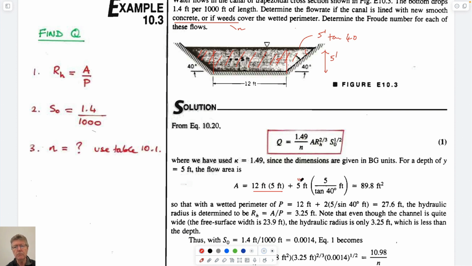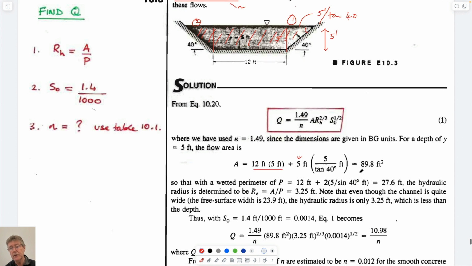Is that right? What am I doing wrong? What am I not seeing? So 5 feet times 5 over tan 40, I guess is this, which is this. There's 2 of them. There's 1 here, and there's 2 here. So instead of being the half times this, it's 2 times a half, which is this. So the area is 89.8 feet squared.